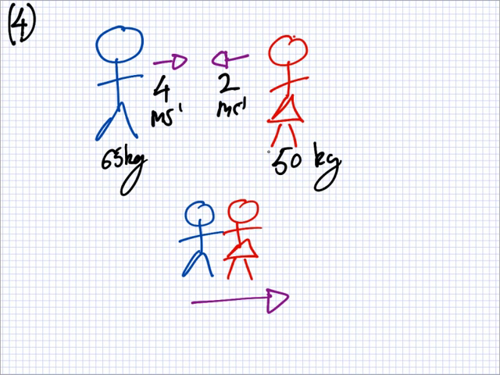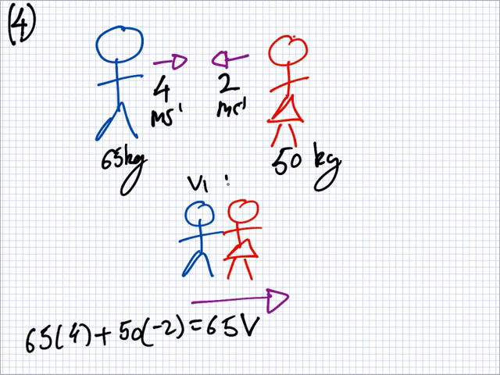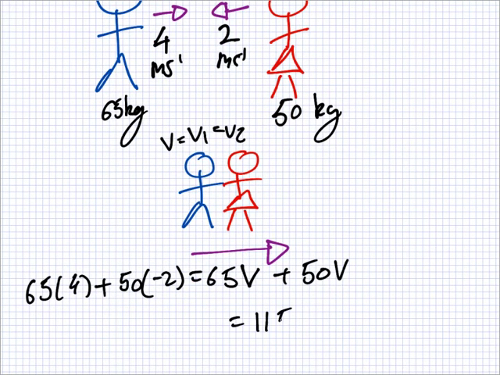Shall we have a look at it? There's my skaters. Before the collision, M1U1, M2U2. I would say the male skater, we'll call him 1. So, M1, 65, U1, 4, plus M2, U2, equals M1, V1, we'll call it V, because their V1 and their V2 will be equal, plus M2, which is 50V. So that's 115V.